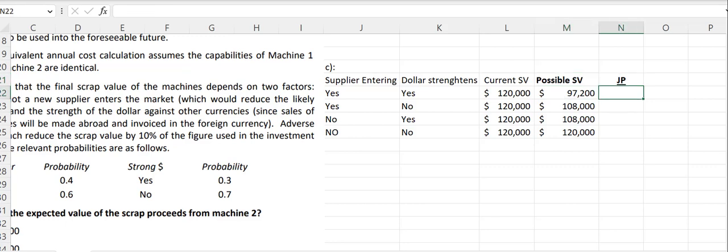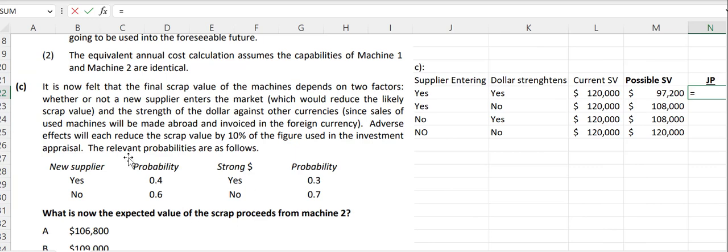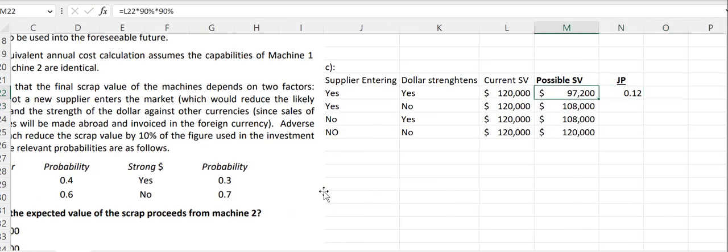So for joint probability, we just need to multiply the probabilities of these two events. Yes, the new supplier has a probability of 0.4, so 0.4 into, again yes, which has a probability of 0.3, so 0.4 into 0.3. By multiplying these two probabilities together, we will get a joint probability which will tell us the chances of getting this scrap value. So there is a 12% chance that we might get this scrap value, because it will be received when these two conditions are true. So 12%. Similarly, we'll be doing this for the rest of the situations as well.